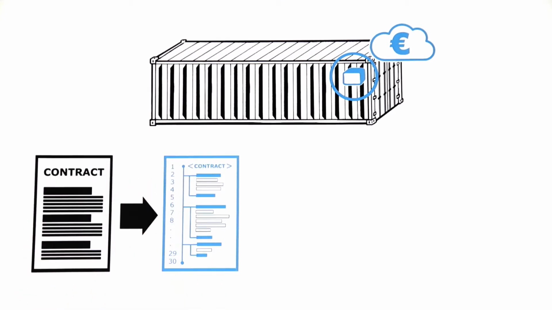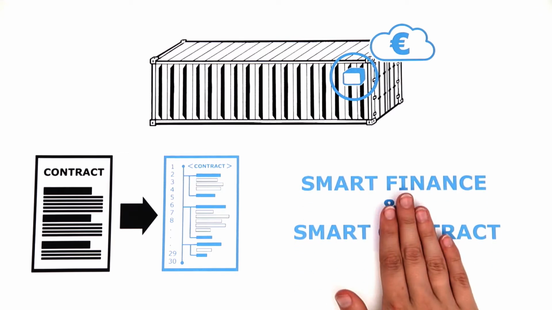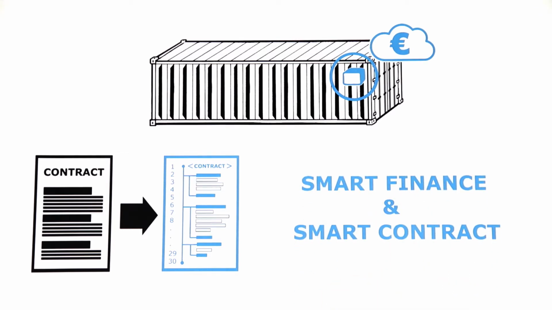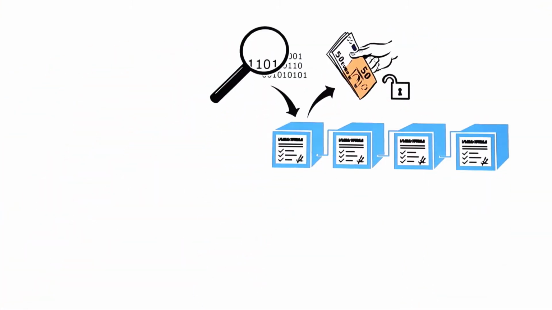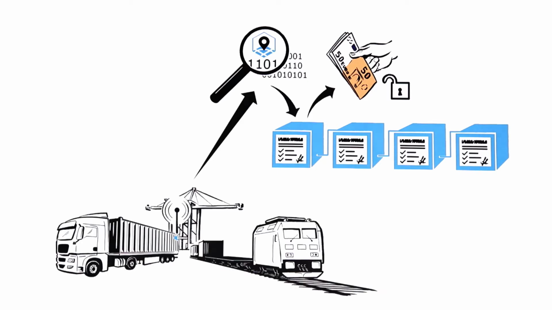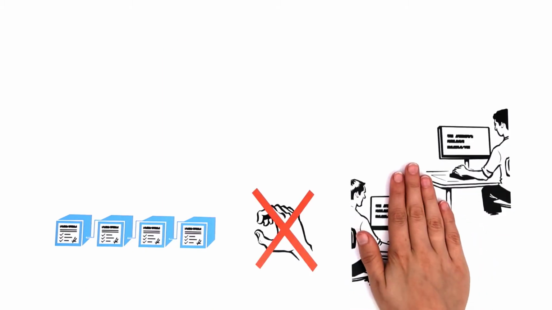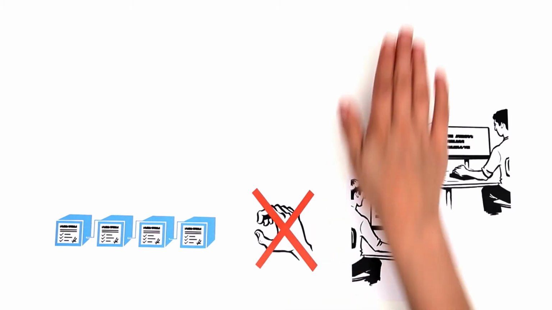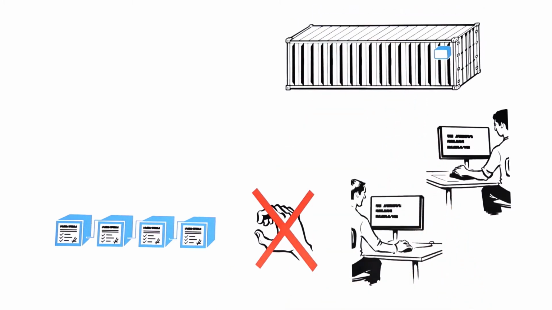All contract conditions are digitally recorded with smart finance and smart contract approaches. A blockchain, meaning a distributed database, stores all the occurrences along the supply chain, such as the arrival at the train station and the loading onto a freight train. This blockchain is tamper-resistant and ensures that all contractual partners have the same information. This way, the smart container can determine with certainty whether all agreements made beforehand were respected.